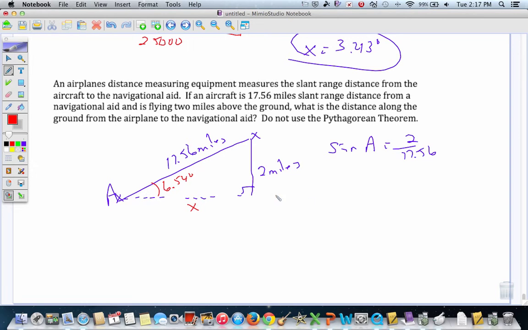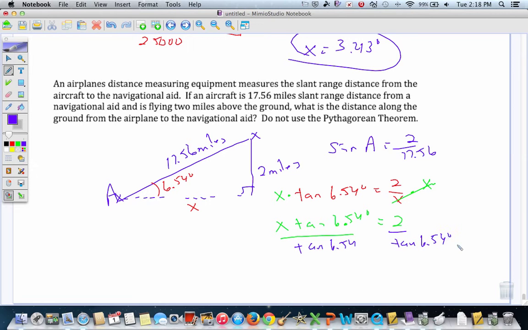If I want to find side X, I have choices. I can do opposite over hypotenuse, which is tangent, or I can do adjacent over hypotenuse, which would be cosine. Just to show some algebra, I'm going to do tangent. So tangent of 6.54 degrees equals 2 over X. As you've seen with our previous problems, if I multiply both sides by my denominator, that removes the fraction. So now I have X times the tangent of 6.54 degrees equals 2. I want to solve for X, so I'm going to divide by the tangent of 6.54 degrees.